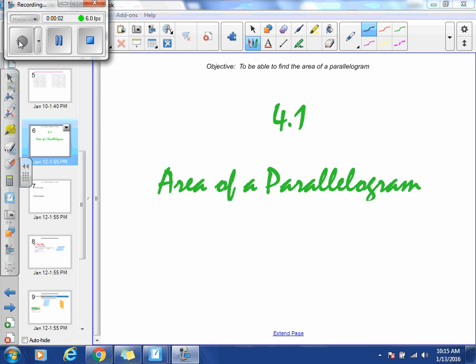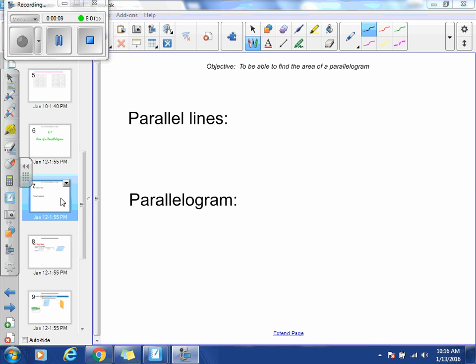Your goal after watching this video is to know how to find the area of a parallelogram. And probably to know what a parallelogram is too, if you don't already. Alright, so starting off, parallel lines.